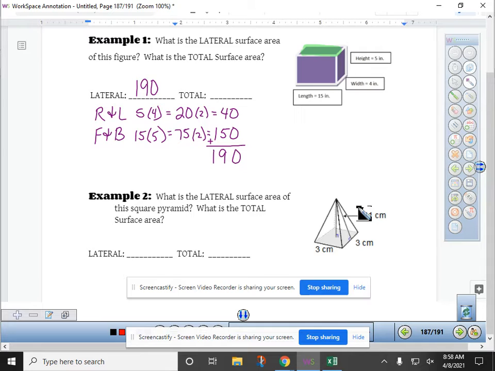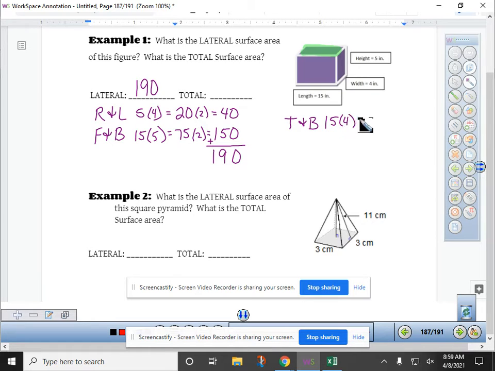Everybody got it written? Now we have to do the bases. What do you think I call this? The top. And what's its friend? The bottom. So I'm going to call that the top and the bottom. And what are the dimensions of the top? 15 and 4. Good.